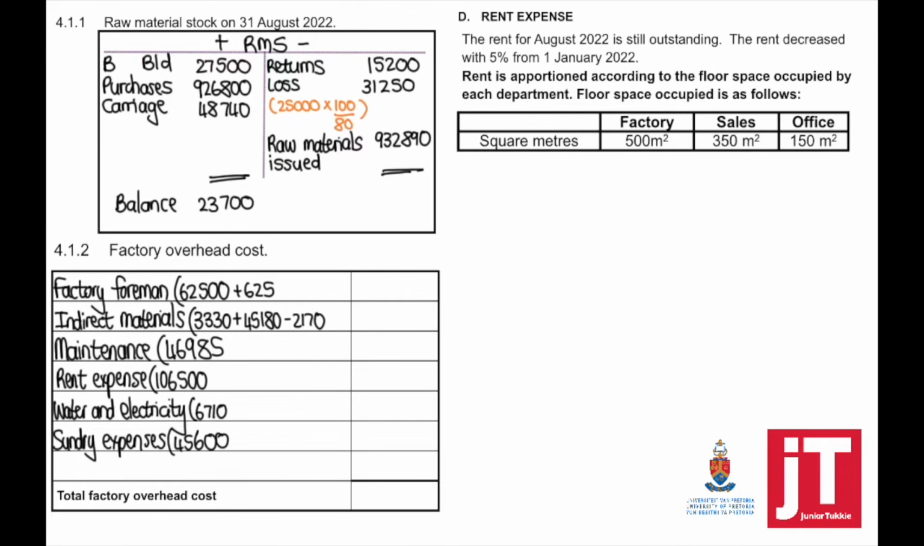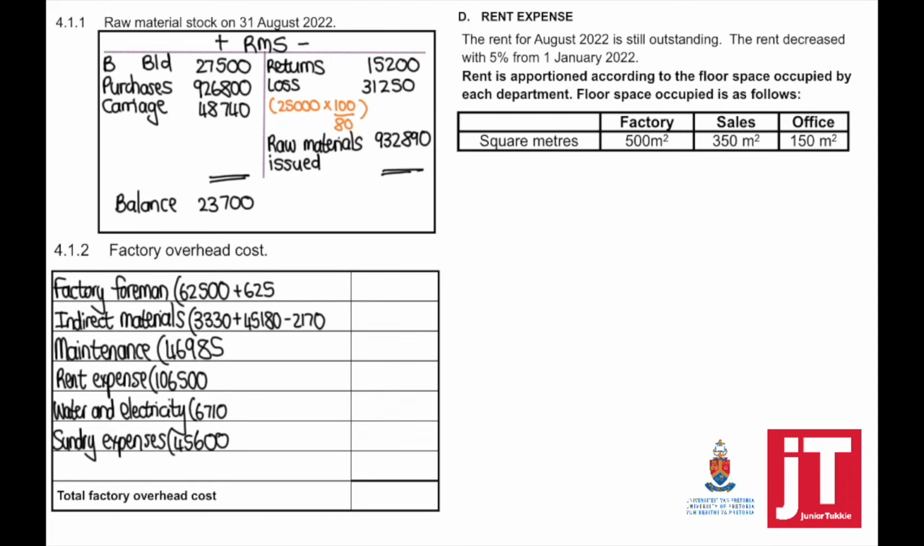Looking at our rent expense now, it says that the rent for August 2022 is still outstanding. The rent decreased with 5% from 1 January 2022. Rent is apportioned according to the floor space occupied by each department. Floor space occupied is as follows: 500 in the factory, 350 in the sales department, 150 in the office department.